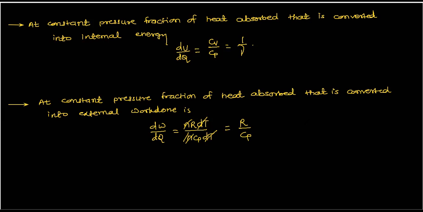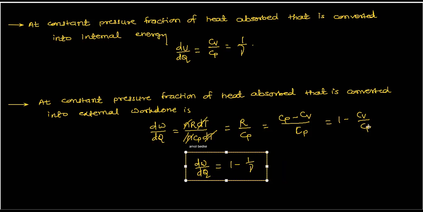Yes or not? And if you will substitute here, R is equal to what? Cp minus Cv divided by Cp. Then you will get 1 minus Cv by Cp, because Cp minus Cv is equal to R. And then you will get dW by dQ is equal to 1 minus 1 by gamma. Right? Because gamma is equal to Cp by Cv. Here Cv by Cp is there, so reciprocal of it. That's why 1 by gamma. Okay. So this will help you while solving the problems. Note down all this.